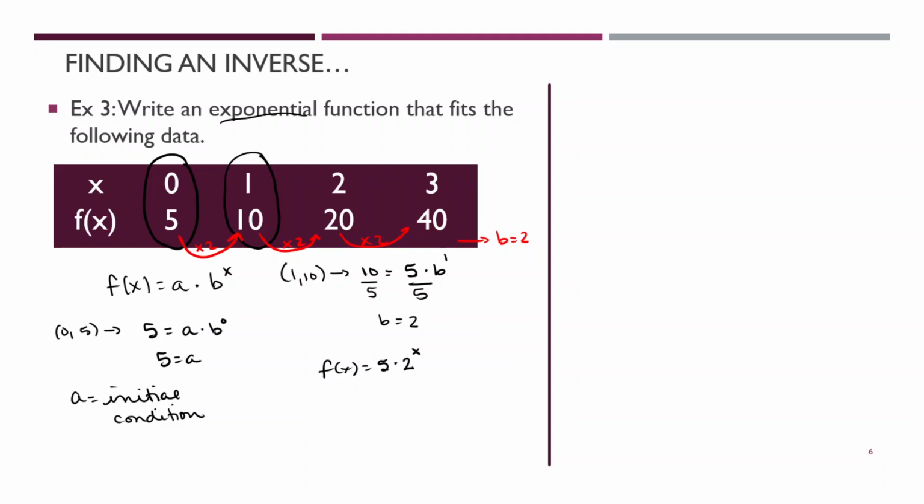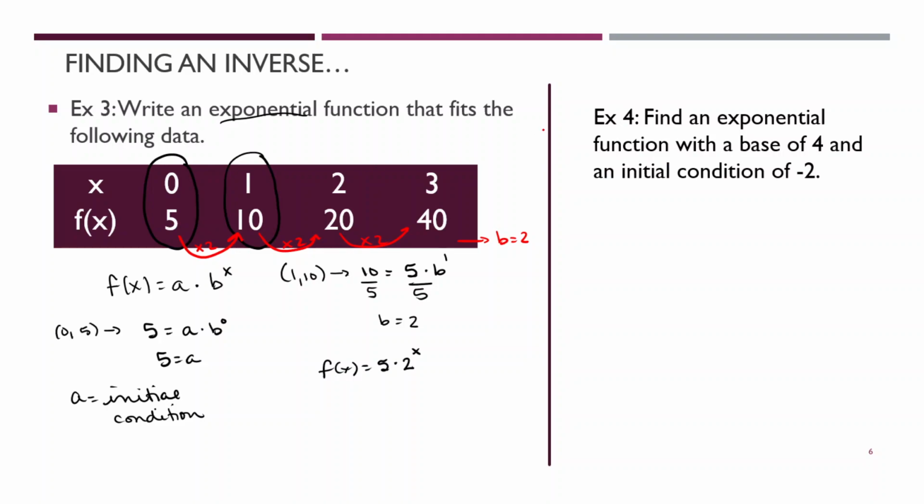Now sometimes they just tell you we want a base and an initial condition, so this one just tells me that f of x is -2 times 4 to the x. Notice it is okay for the a to be negative. B cannot, but a can.